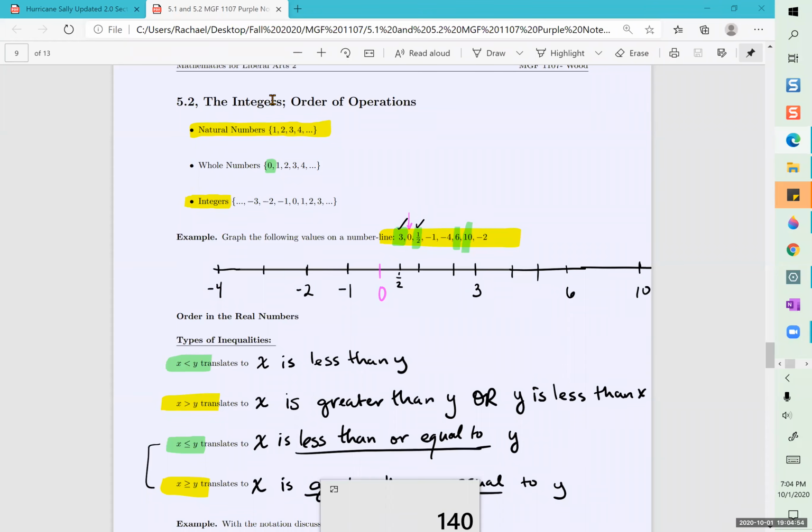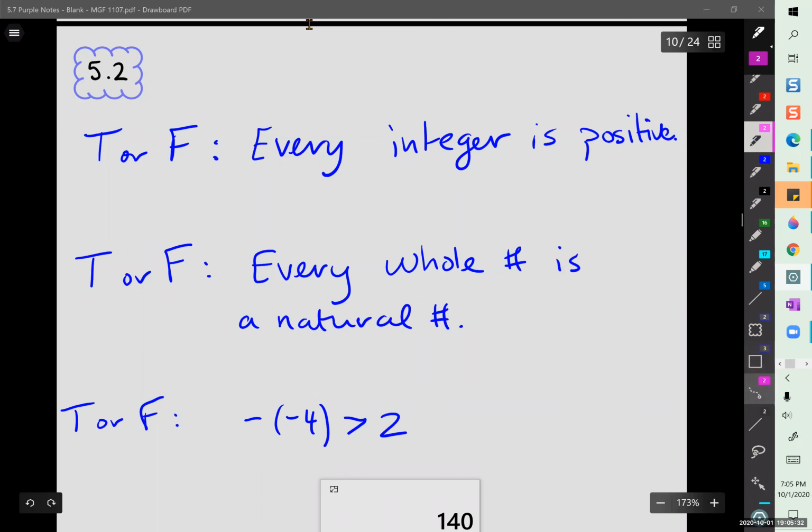So we talked about things like the natural numbers, which were starting at 1 and increasing through those next integers. The whole numbers differed by just adding in 0. The integers, all the positive and negative integers. So keeping those groups in mind, remember natural numbers are only the positive integers. Whole numbers are the positive integers plus 0. Integers are just what we'd expect. So let's ask ourselves, is it true or false that every integer is positive?